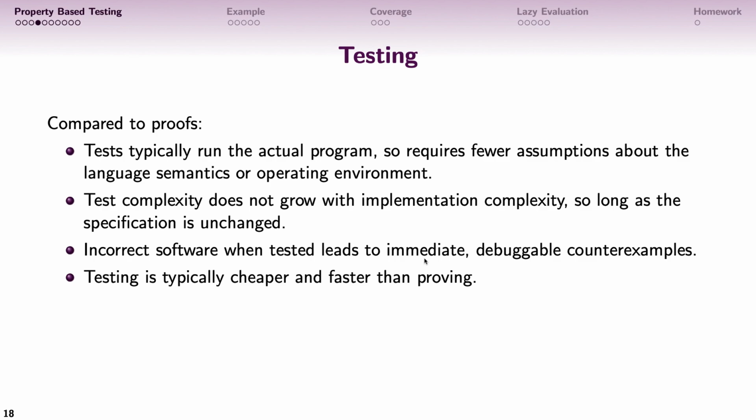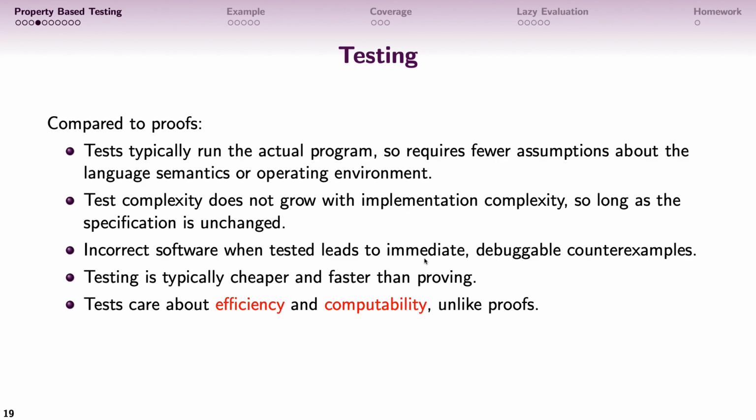On the other hand, tests have to care about efficiency, for example. If I had a proof that my program returns a prime number, testing that my program returns a prime number would require me to compute primality, which is not necessarily a cheap algorithm. So we sometimes have to care about computation when we're doing our proof. And sometimes we'd even have to care about computability.